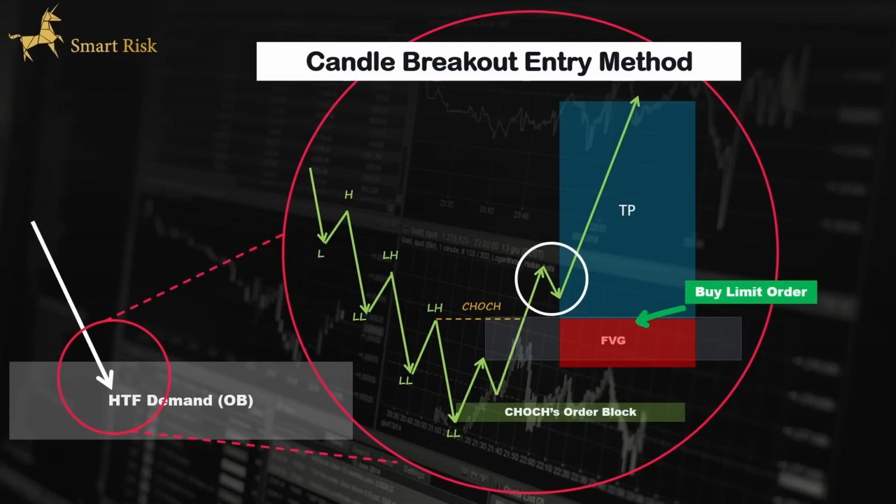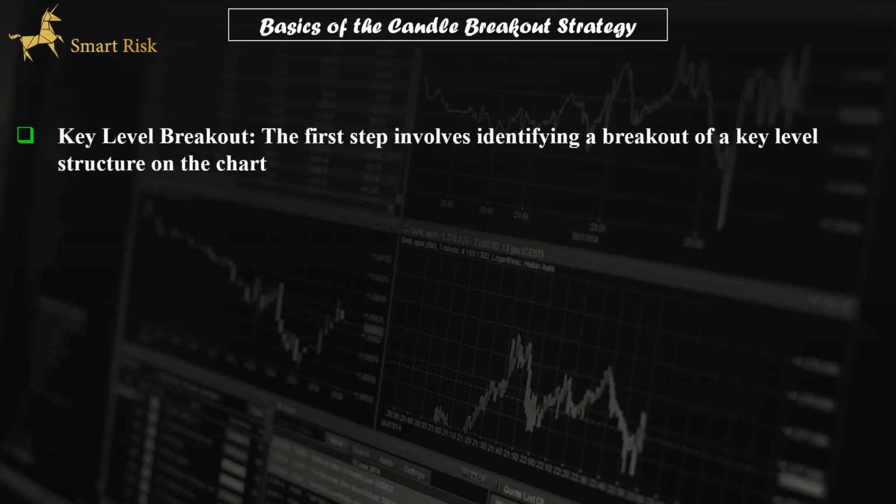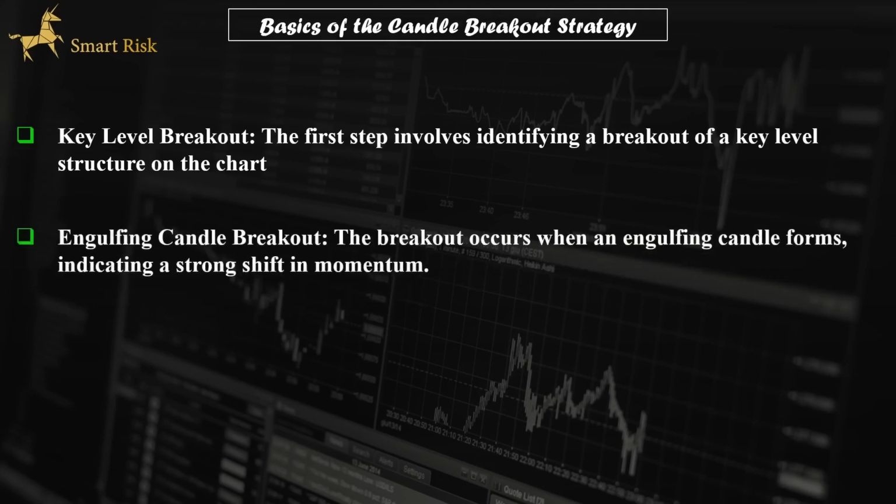Let's break down the basics of the candle breakout strategy. Detecting breakout. The first step involves identifying a breakout of a key level structure on the chart. This breakout is typically signaled by an engulfing candle, where price breaks through a key area with strong momentum. Engulfing candle breakout. The breakout occurs when an engulfing candle forms, indicating a strong shift in momentum. This candle pattern engulfs the previous candles, signaling a significant move in the market.